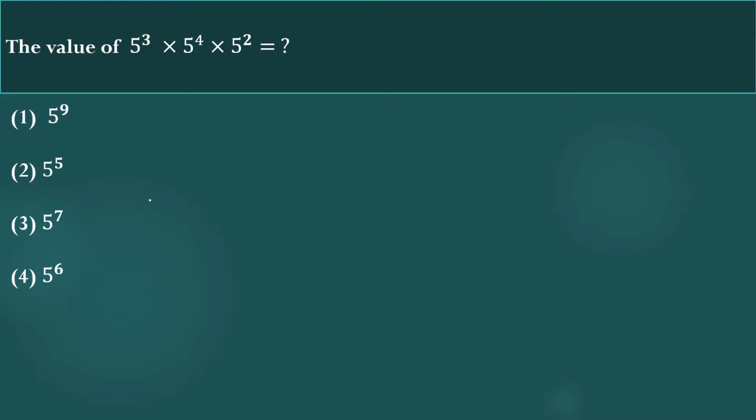So a simple question is given. 5 cube into 5 to the power 4 into 5 to the power 2. So a power m into a power n we can write as a power m plus n. Similarly, simply add the powers and you get the answer. So 5 power 9, option 1 is correct.